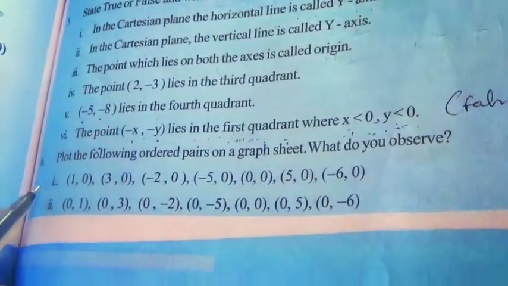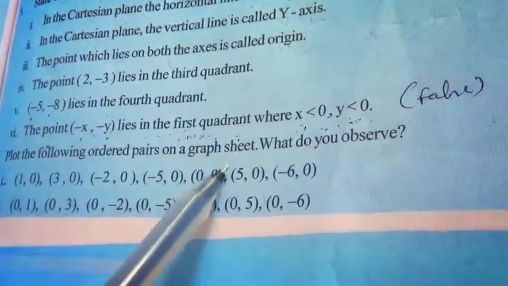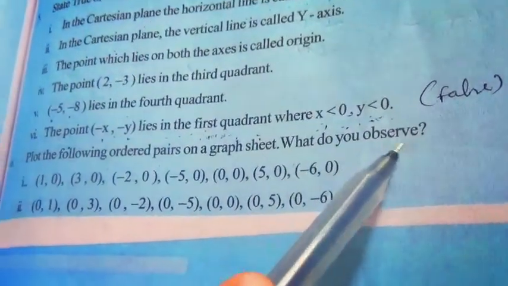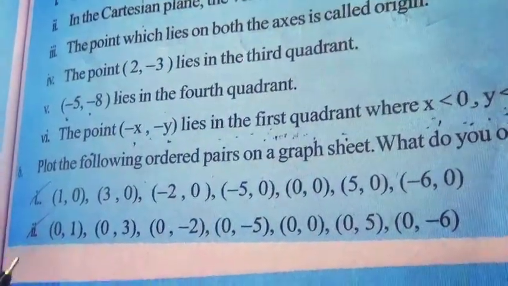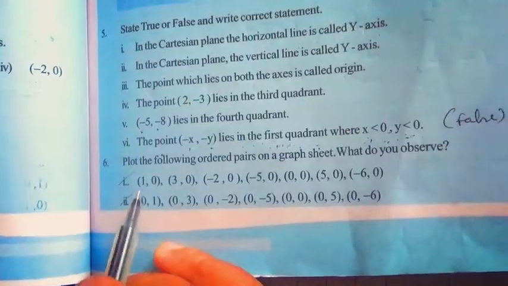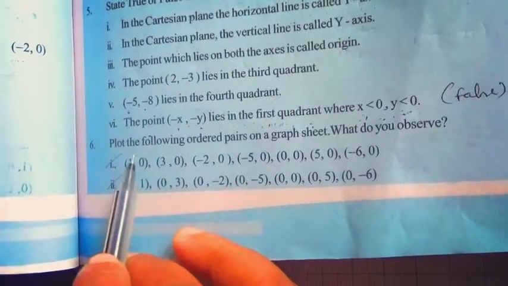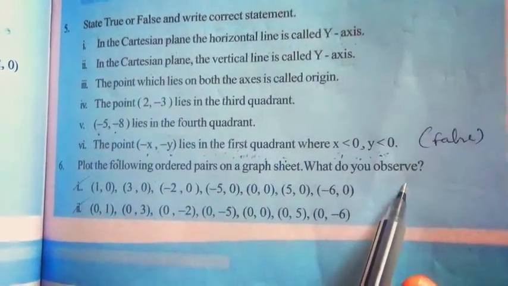Here, the sixth sum, the last sum in the 5.2 exercise. Plot the following ordered pairs on the graph sheet. What do you observe from the graph? Okay, here we have two sums, the first sum and the second sum. We will observe by using this graphical representation. In the sixth question, we have two graphs. Plot the following ordered pairs on a graph sheet, what do you observe, right?